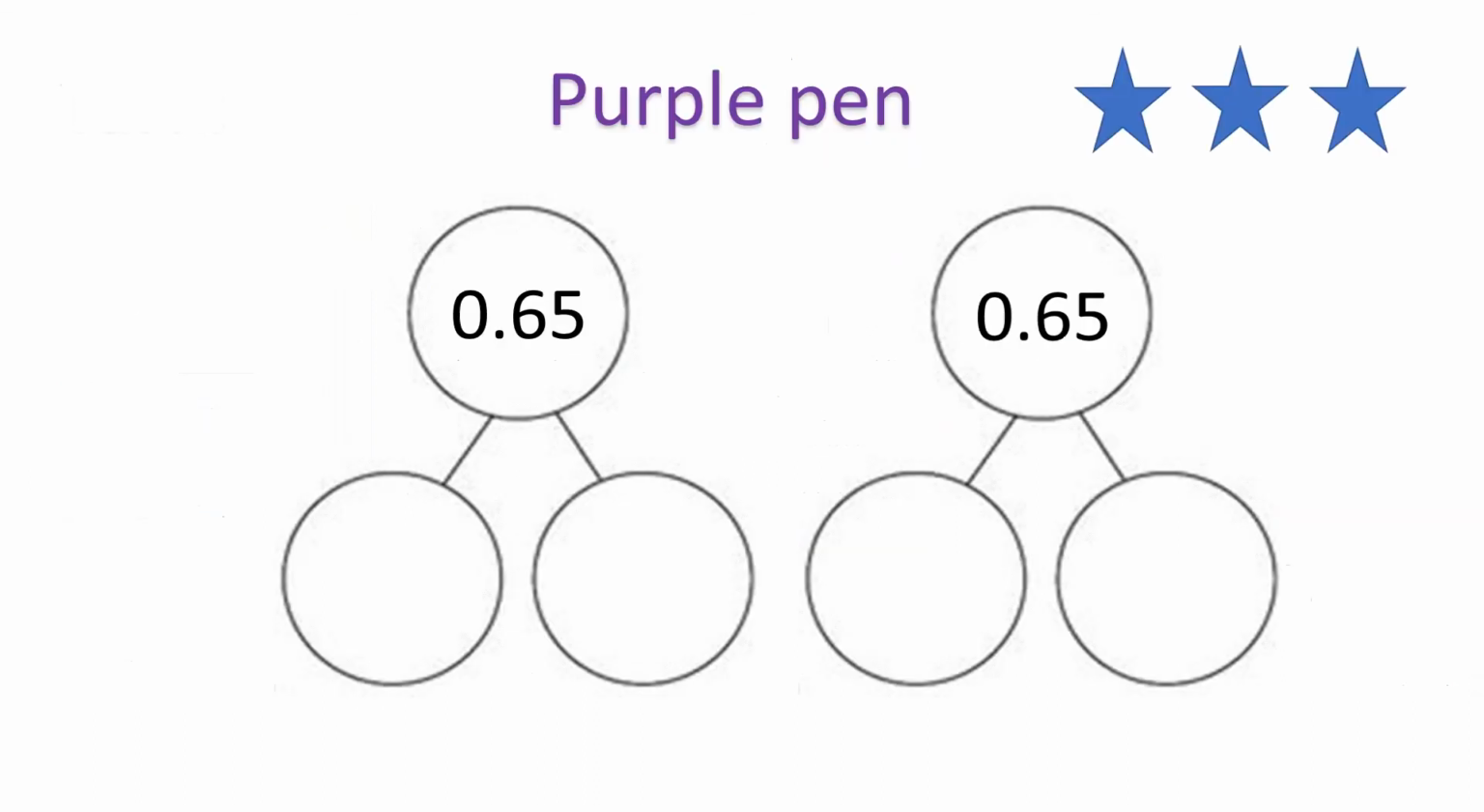And then for your purple pen activity, you have these part-whole models, 0.65. How many different ways can you partition those? So really have a think about that. I would love to see what you come up with so you can draw these in your books.